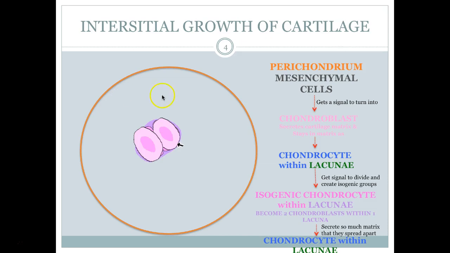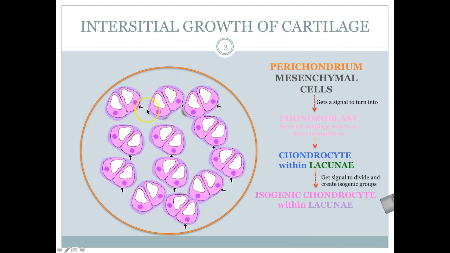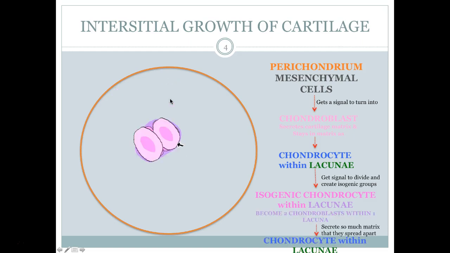And what we find within this chondrocyte is actually going to be two chondroblasts. So don't get confused here. The isogenic chondrocyte within that one lacuna is actually two chondroblasts within one lacuna. Because it's a chondroblast, right, they're going to secrete matrix.